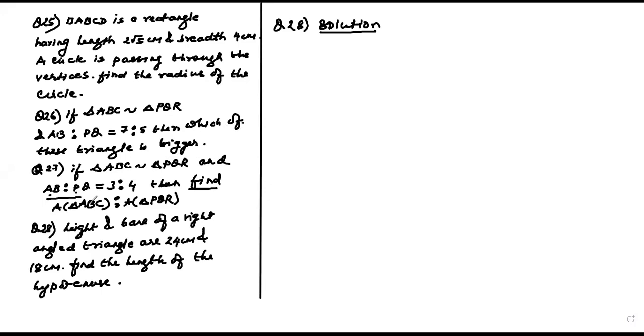Question number 28. Height and base of a right angle triangle are 24 centimeter and 18 centimeter. Find the length of the hypotenuse. So if you remember, children, just a 1 mark question. So you can write it in a lower class. You have always learned in a right angled triangle, okay?